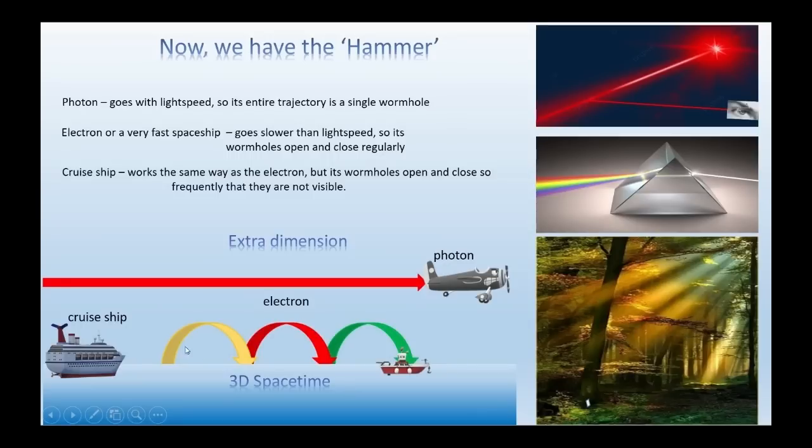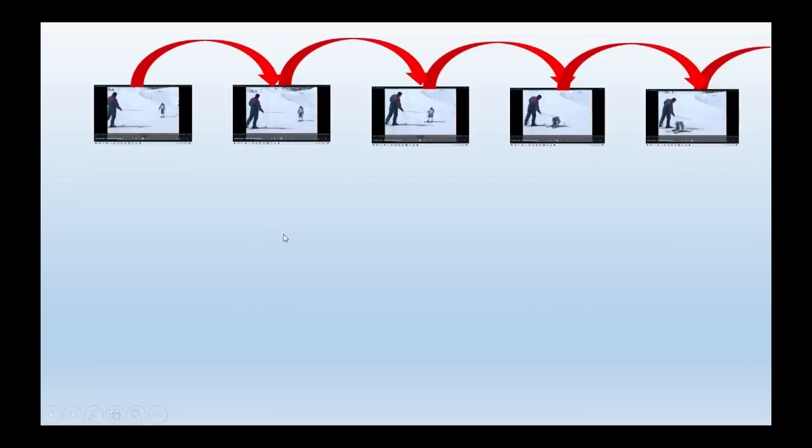A larger object, like a buckyball or a large ship, operates in the same way as an electron, but its wormholes open and close so frequently that it becomes imperceptible to us, and thus we perceive it as continuous. So the movement feels continuous in the same way as when we watch a film. But this is an illusion. We only see images. We are only alive when we are in three-dimensional space.